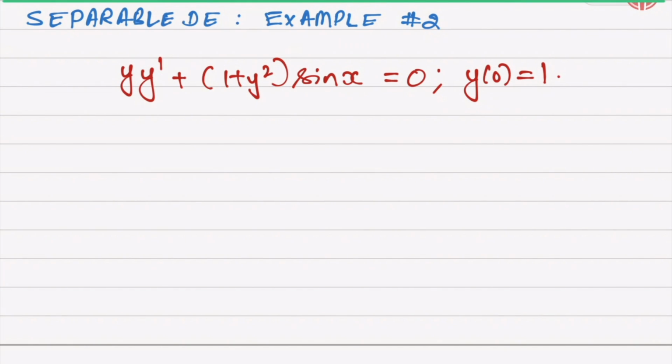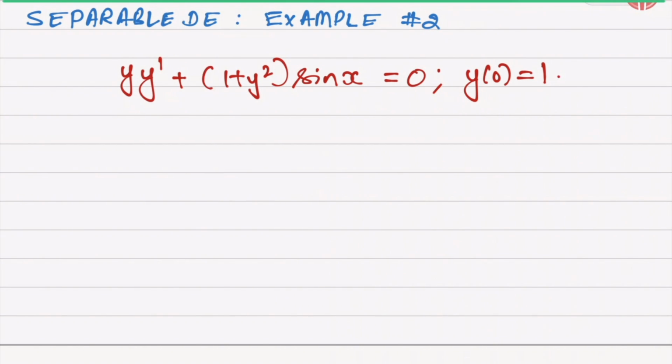All right, let's solve this example 2, which is also a separable differential equation. So we have the differential equation y times y prime plus 1 plus y squared times sine x equals 0, with the initial condition y of 0 equals 1. We're going to use the same 4 steps that we have used in the previous example in solving this differential equation. Let's see how we do that.